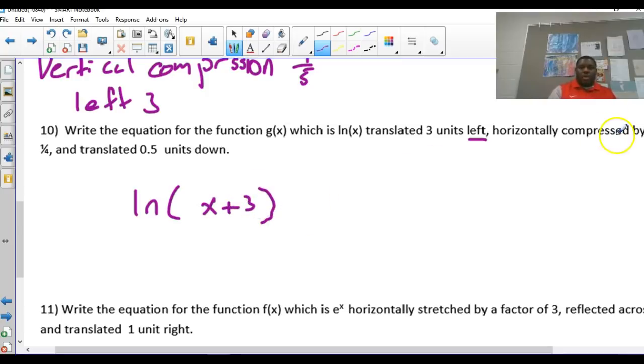Then we have a horizontal compression by 1/4. Well, what's the reciprocal of this? 4. So we're going to go 4x, because that'll give us our compression by 1/4. And then we're going to translate it 0.5 units down, so minus 0.5. Let me clear that up because it looks kind of weird. All right, here is our equation for g of x.